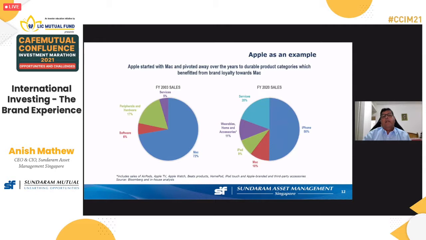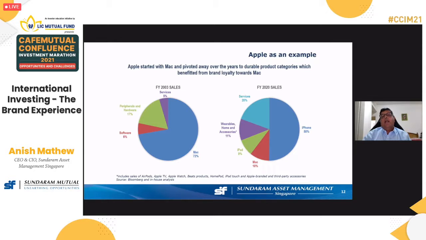To take Apple, if you go back to the 90s and early 2000s, Apple was basically a Macintosh, the computer brand driven company. And if you look at what Apple is now, Mac is only about 10% of their revenues. You can see that the revenue base is well diversified because they were able to get into various products, which they were able to do so because of their strong brand loyalty.